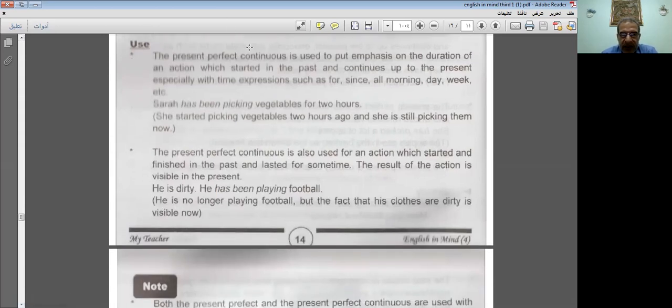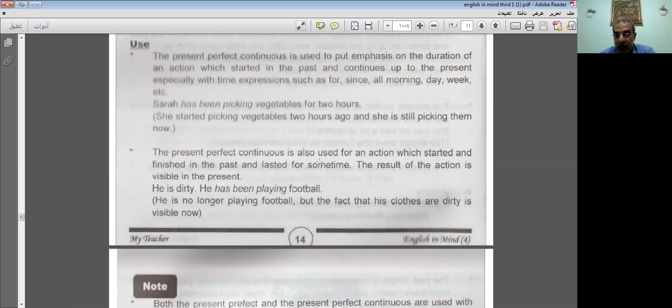Okay, here we have the present perfect continuous, used to put emphasis on the duration. This is the most important, emphasis. So an action which started in the past and continues up to the present, especially with expressions such as so far, since, all, and a period of time, all morning, all day, all week, etc. Sarah has been picking vegetables for 2 hours. She started picking vegetables 2 hours ago, and she's still picking them now.